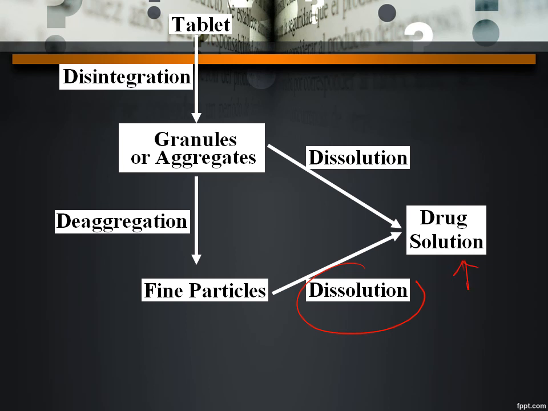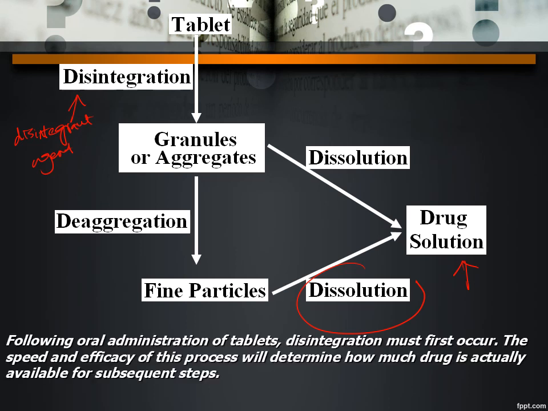And here, to support this disintegration process, you need a disintegrant agent. And if you want to prevent deaggregation, then you might need to add something like a disintegrant as well. Following oral administration of the tablet, disintegration must first occur. The speed and efficacy of this process will determine how much of the drug is actually available for the subsequent step. So here is the main step.